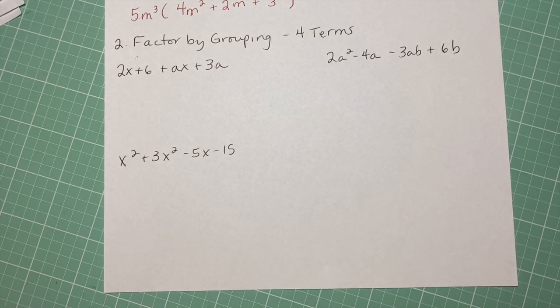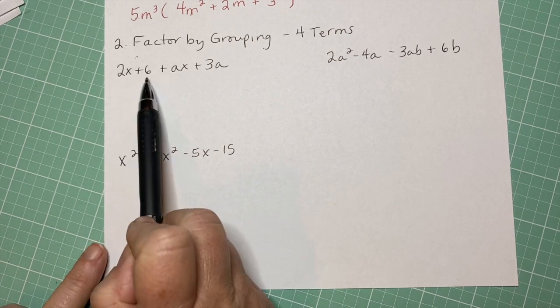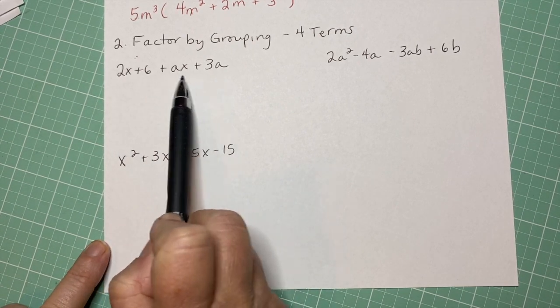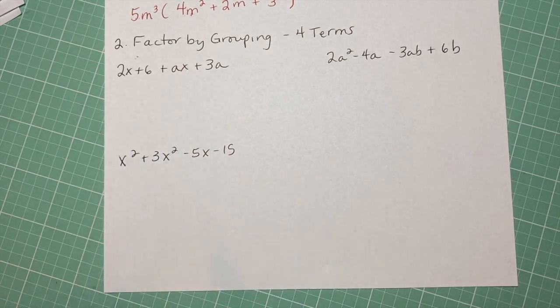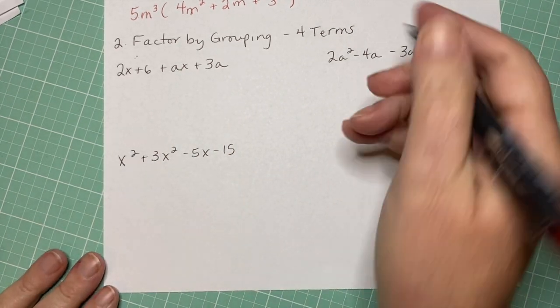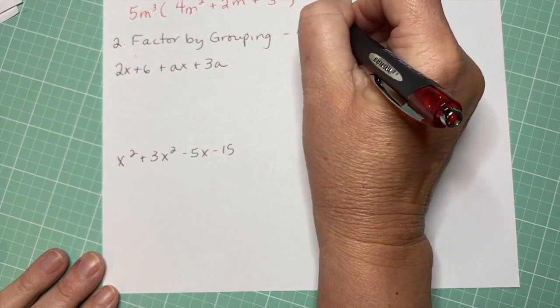So first you check to see if there's a common factor. But you see here 2 and 6 have a 2 in common, but these don't. They don't all have an A, they don't all have an X. There's no common factor. So if you don't have a common factor, then you look at the number of terms.